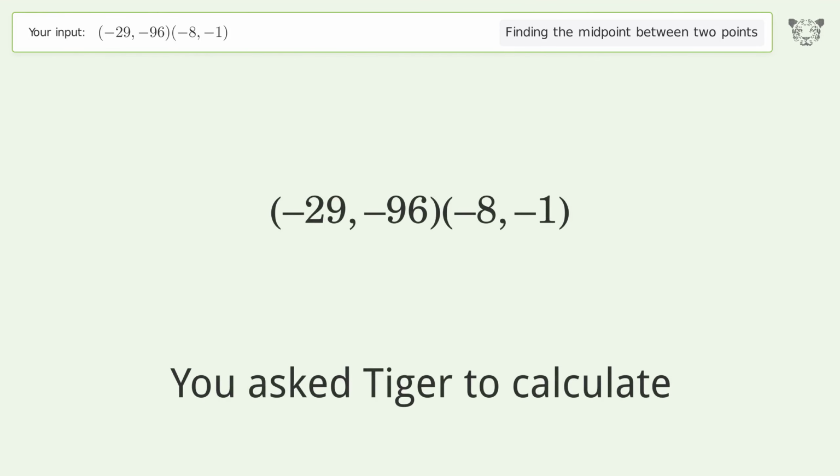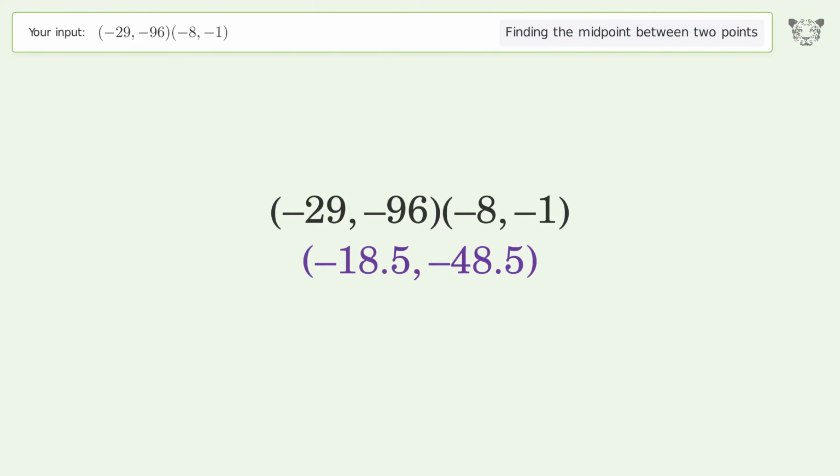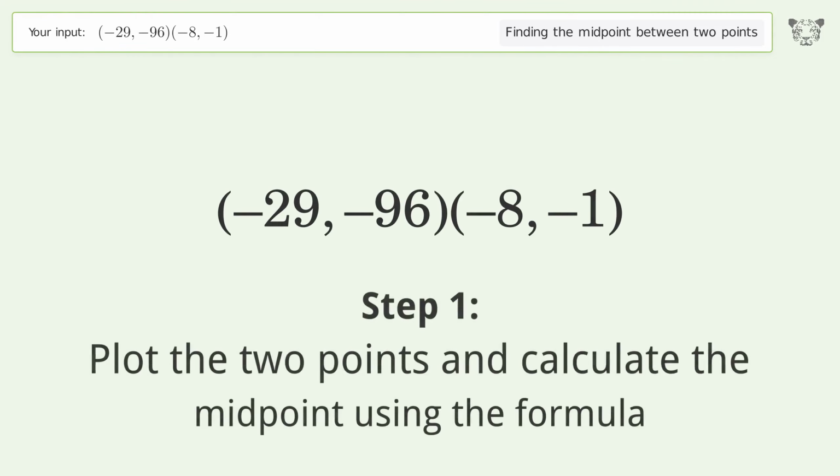You ask Tiger to calculate. This deals with finding the midpoint between 2 points. The midpoint between the 2 points is negative 18.5, negative 48.5. Let's solve it step by step. Plot the 2 points and calculate the midpoint using the formula.